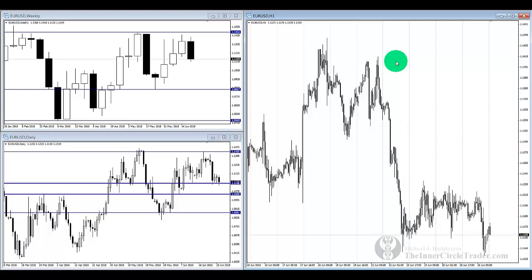Now, let's assume for a moment that we use our standard 30 pip stop loss and we want to get short in here at that 114 level. We have a 30 pip stop right here, so we would be selling in here with a 30 pip stop.